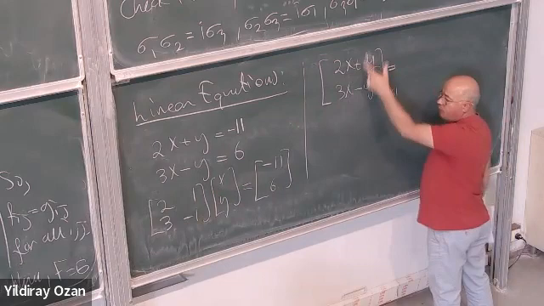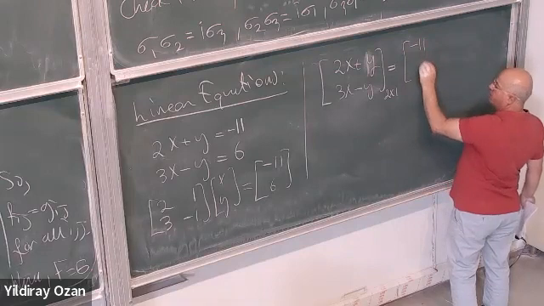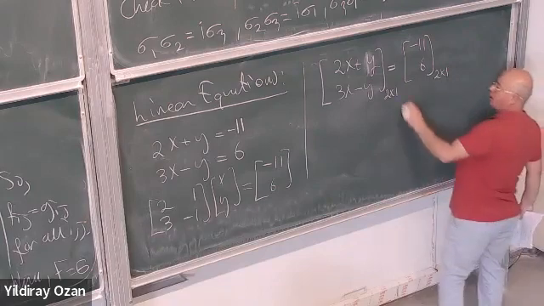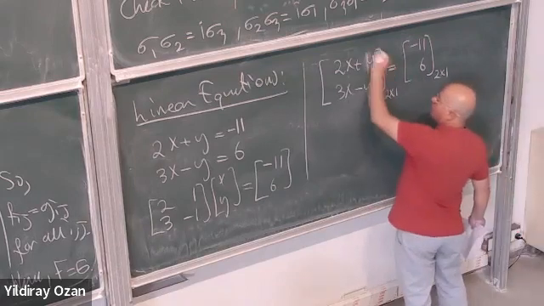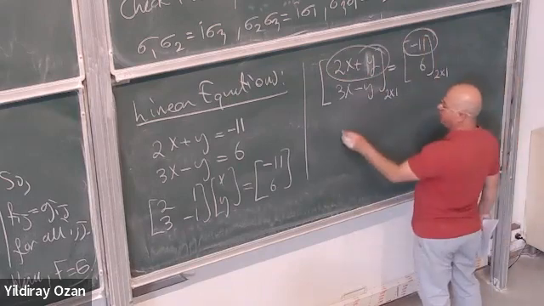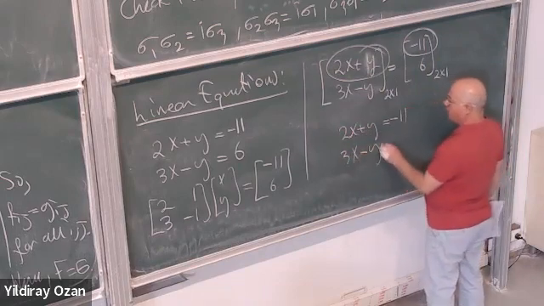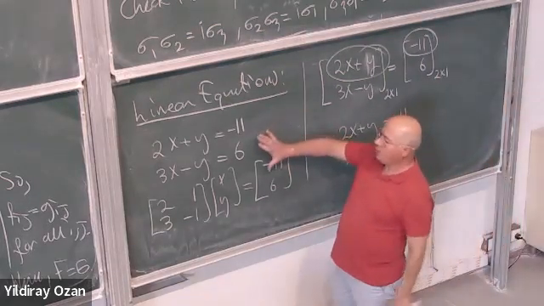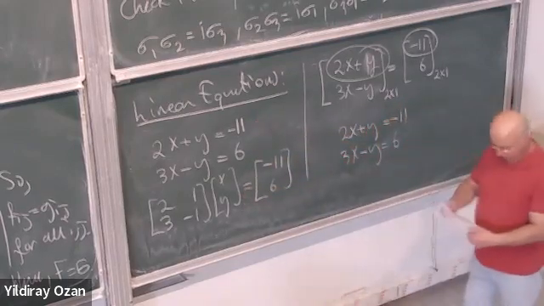2 rows and 1 column. And here I have again the same thing, 2 rows and 1 column. These are equal means, right? If these are equal, then of course all the entries must be equal. One entry here is this guy, and it is this one here. So we have 2x plus y equals minus 11, and 3x minus y equals 6. So we can always write down linear equations in matrix notation, like this one.